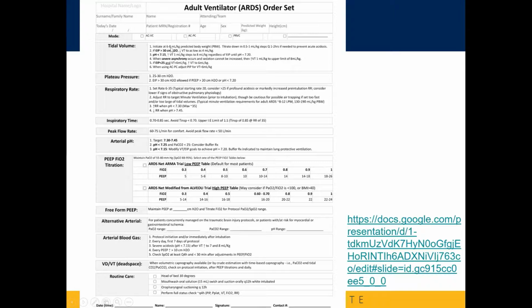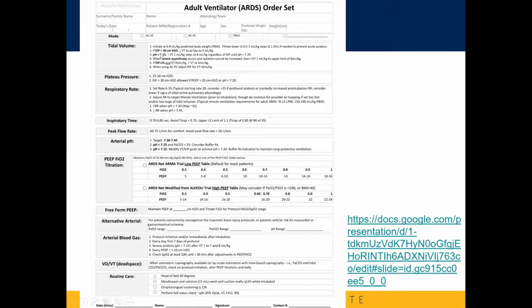initiating ventilation between 6 and 8 mils per kilo and titrate down. So here they're saying 0.5 ml to 1 ml per kilogram every 1 to 2 hours if needed. And they want you to prevent acute acidosis. They want the end inspiratory pressure. So that's what EIP is on the order set, so it would be similar to your plateau pressure.